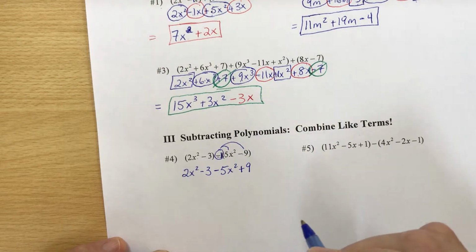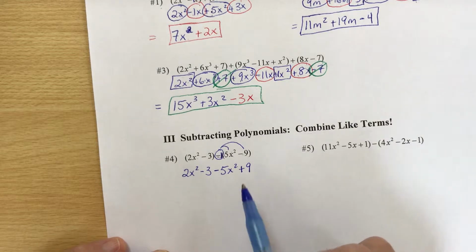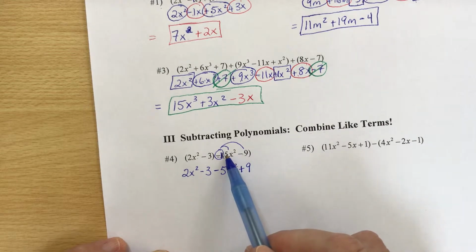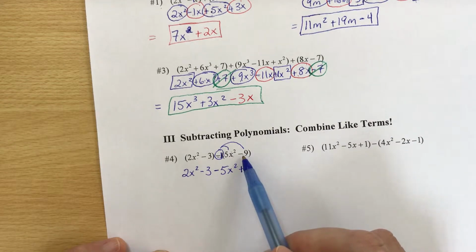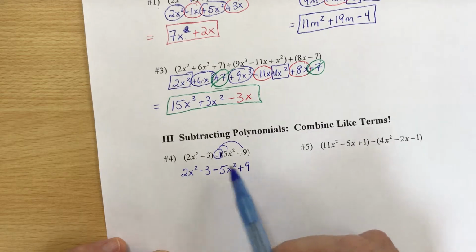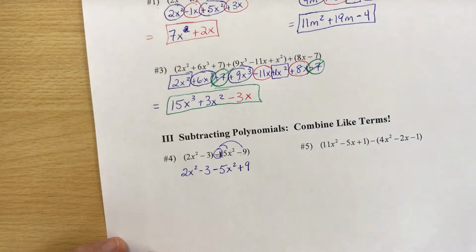This is the most common mistake, is they forget, yes, I changed this to a negative, but I also have to change the other term. Negative times a negative becomes a positive. So you have to distribute the minus sign.